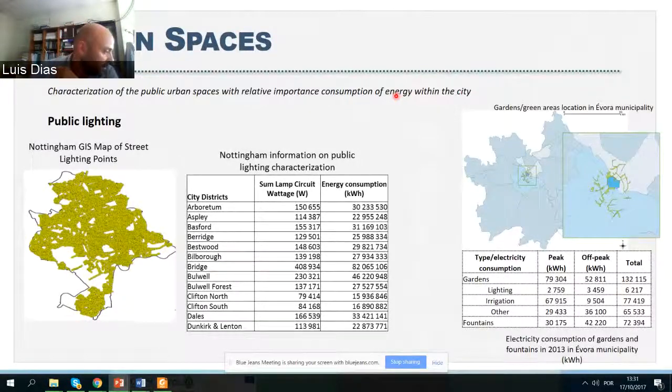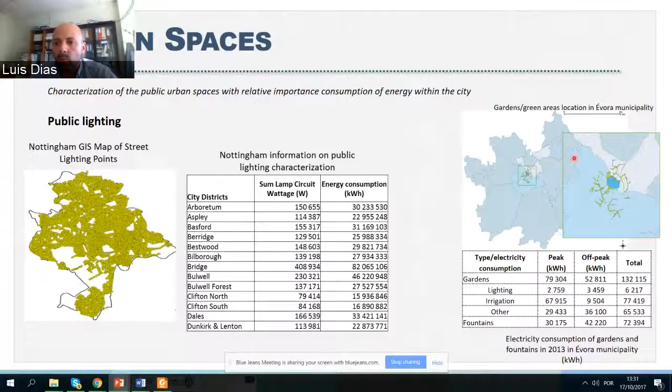In terms of urban spaces, I need to speed up. We categorized the public lighting. This was very important, so we used some of the information that the municipality has. Here is an example of Nottingham's GIS map of all the street lamps of the city. This was also available for Évora and the other cities. The information included types of lamps, the energy consumption of the lamps, and the consumption timeline, during which period of the day it was consumed.